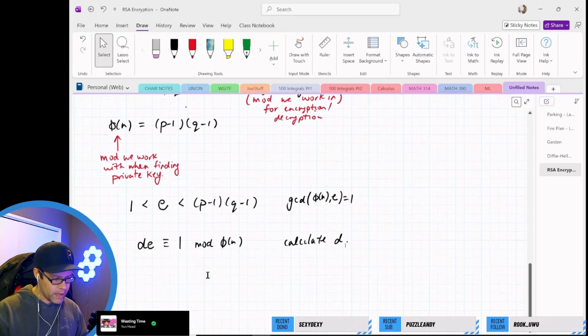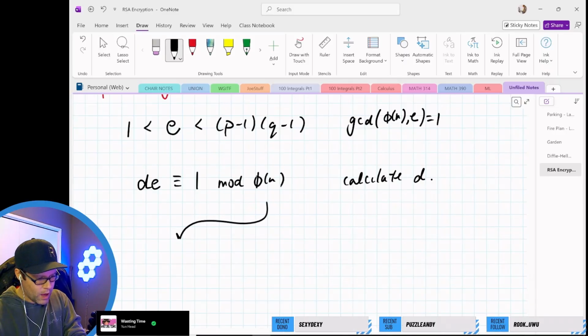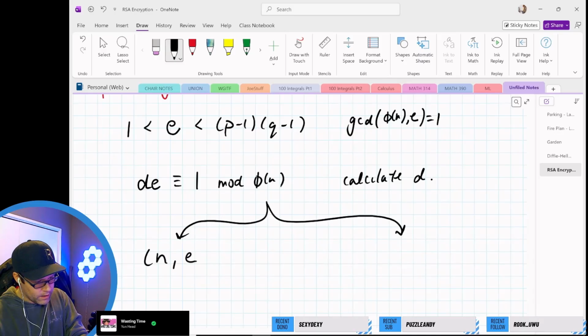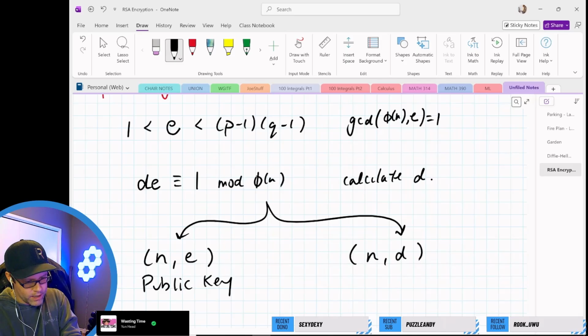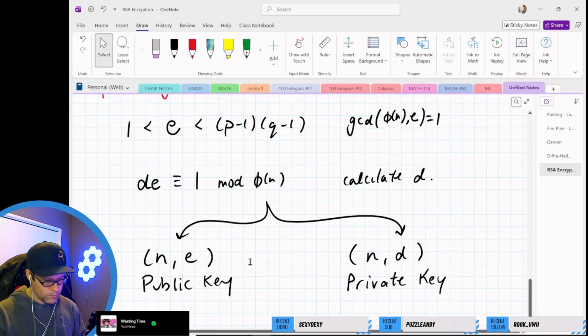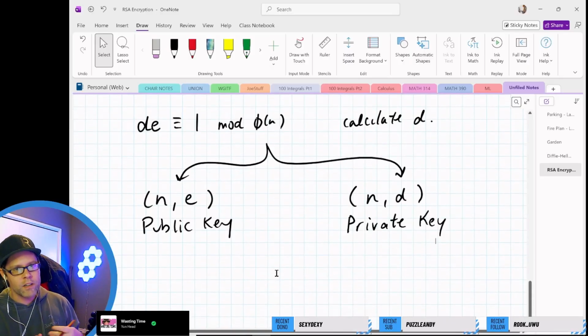So let's put it all together here. In our final step, with the information that we now have, we have n and E, which makes up our public key. And we have n and D, which make up our private key. Okay, so again, what do we mean by public and private? Public is the one that we're allowed to share. Private is the one that we keep to ourselves.